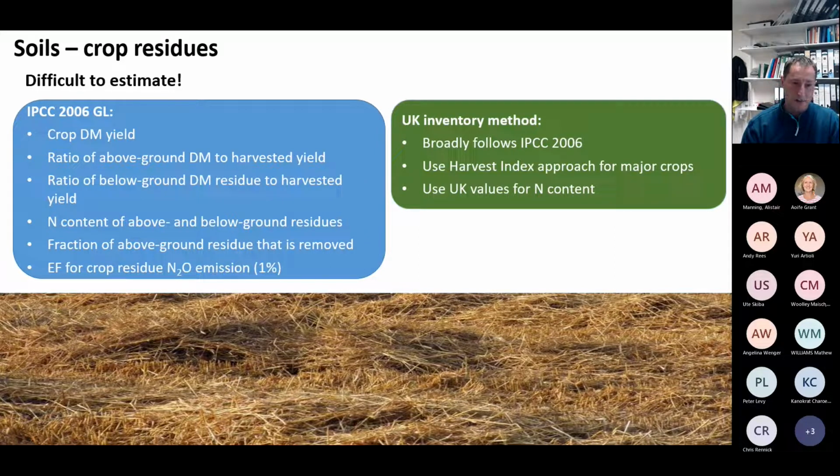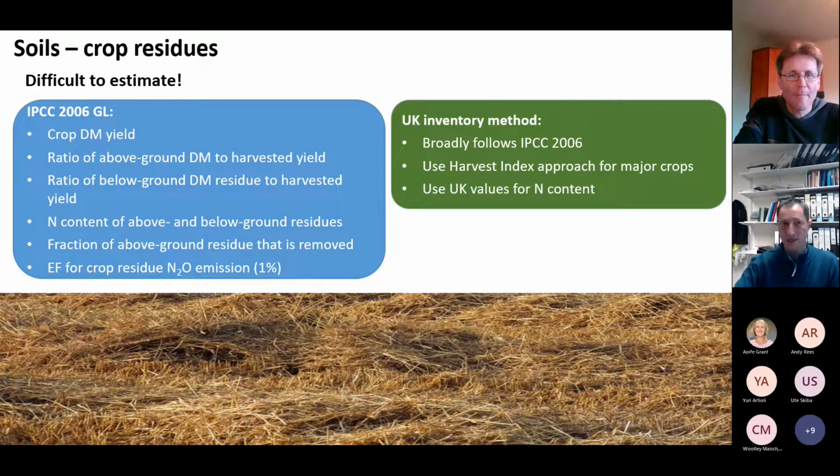And then you apply the emission factor. So for the amount of crop residue N that is returned, how much of that will be emitted? And the default emission factor is 1%. So for the UK, as I say, we broadly follow that. We use UK specific harvest index values in terms of the harvested yield versus the total above ground crop yield. And where we have them, particularly for the major cereal crops, we use the UK specific values for the nitrogen content of those crops. But otherwise, we're using IPCC guideline default values for a lot of the parameters in those calculations.